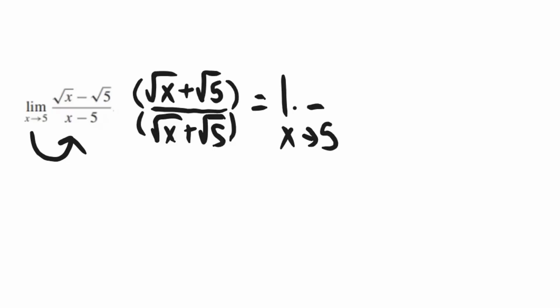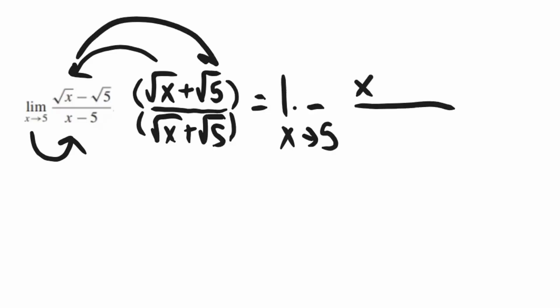When you FOIL conjugates, the firsts multiply and you just get x. Then the outers and the inners multiply and would cancel each other. You would have plus root 5x minus root 5x. And then when you multiply the lasts, you would get minus root 25 or minus 5. So that's foiling the numerator.